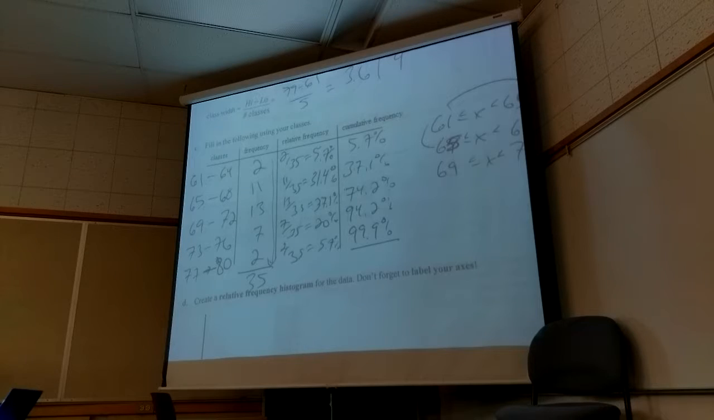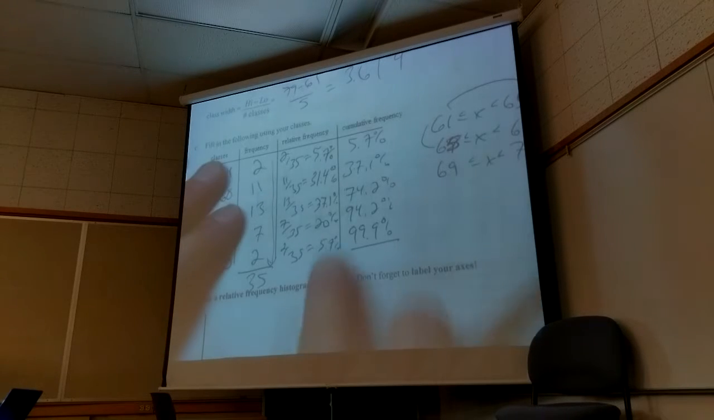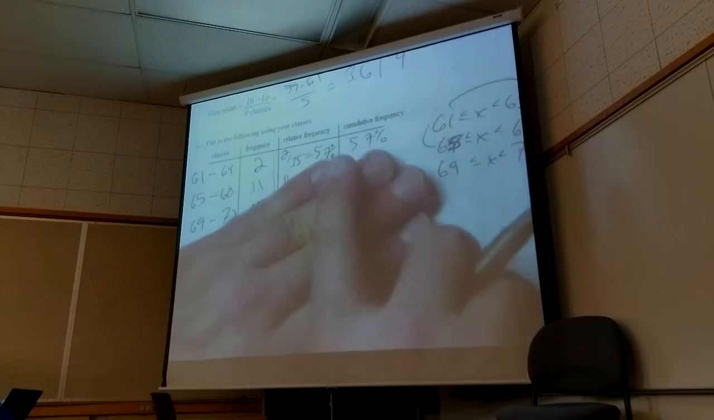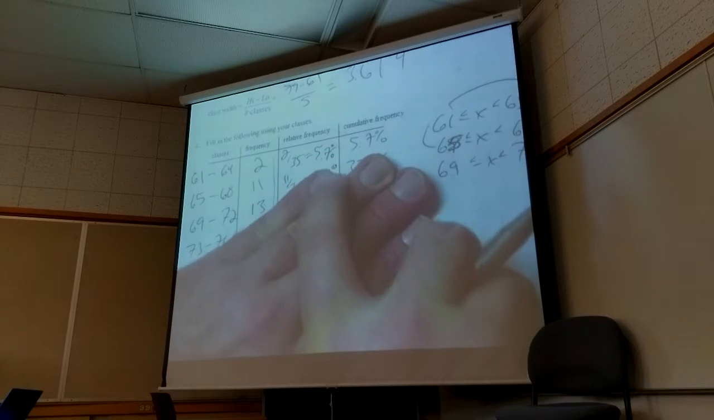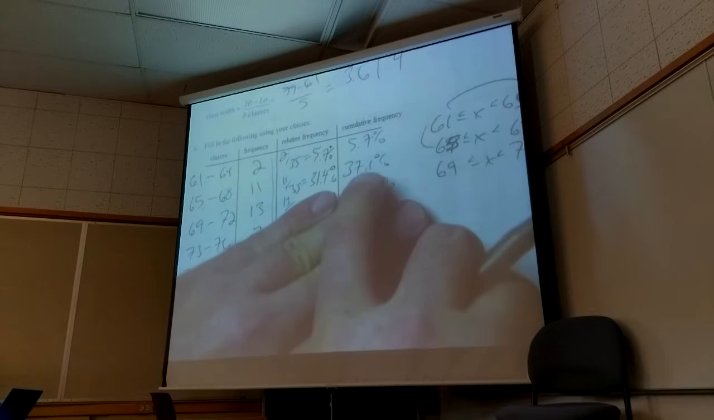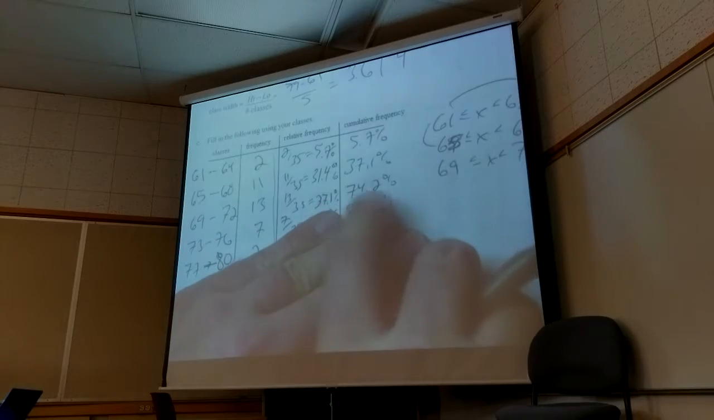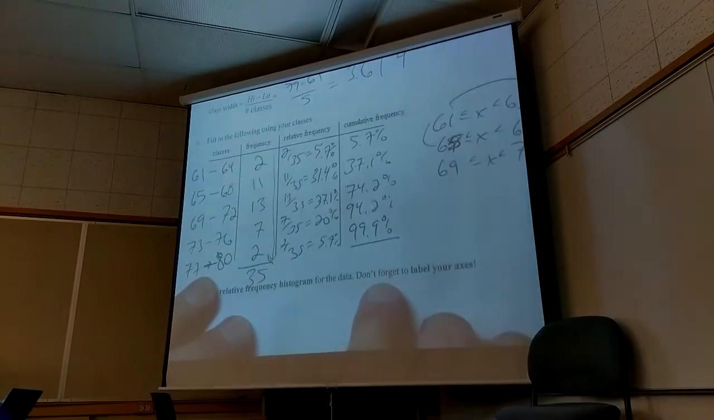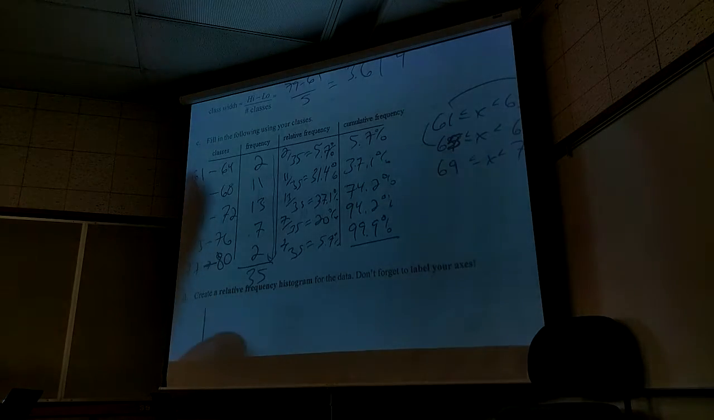Wait, I was writing while you did that. One time real quick. So what I have, cumulative, as I move down, I got 5.7% so far. Now I add this much, so now I got 37.1%. Now I add this much, so I got 74.2%. So you just accumulate as you go down.